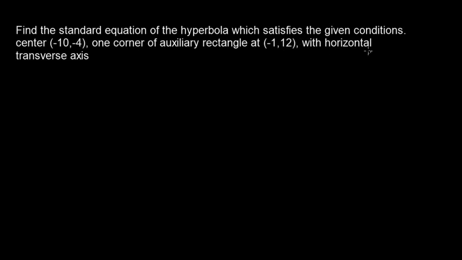So, doon tayo sa horizontal transverse axis. Kung yung transverse axis ay horizontal, ang equation ng hyperbola natin is of the form x minus h squared over a squared minus y minus k squared over b squared is equal to 1. Kasi sabi ko doon sa mga previous videos, kung nakanino yung minus, hindi siya yung axis. So, since si x squared yung may transverse axis, kung horizontal yung transverse axis, ibig sabihin si x squared, siya yung positive.